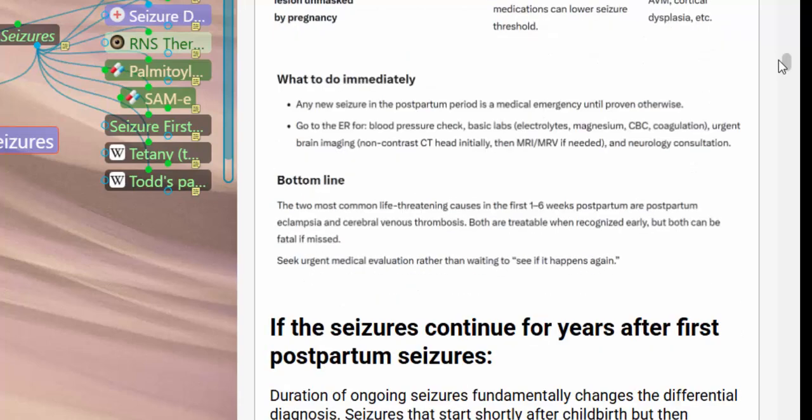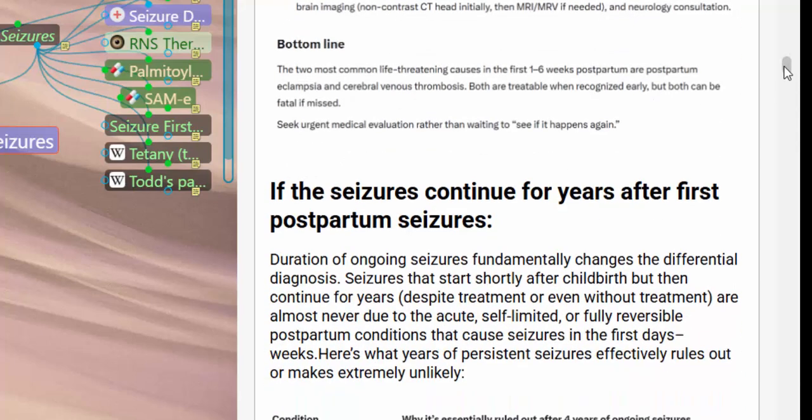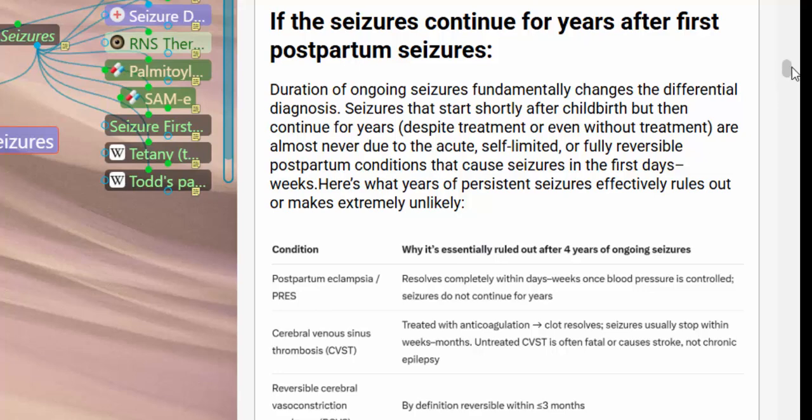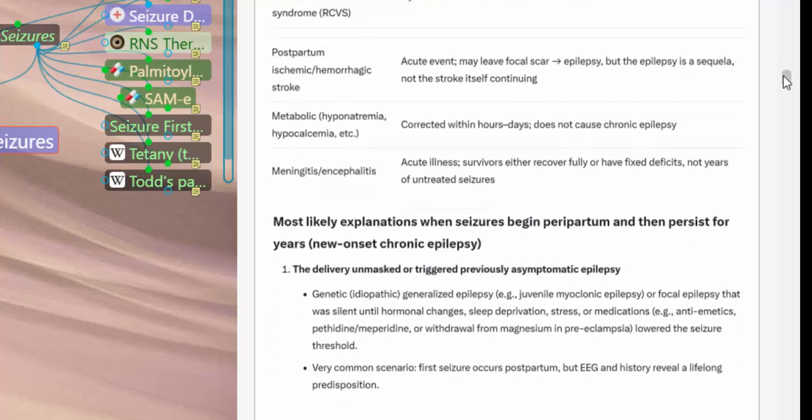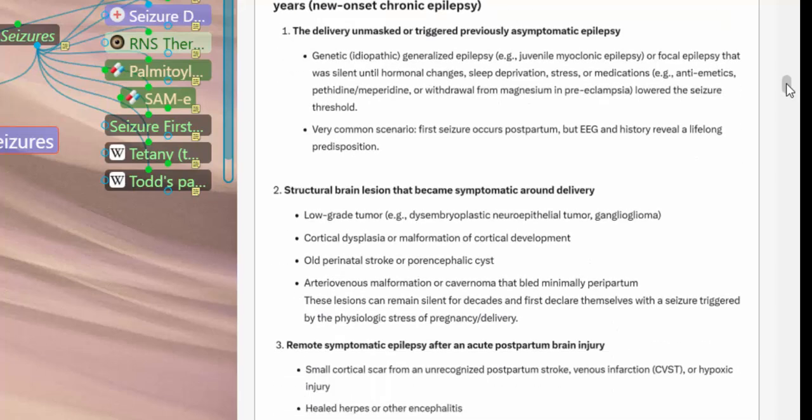Then we've got a section on what to do immediately. But what if the seizures continue for years after? That changes the picture. A number of things are going to be ruled out if those seizures continue. And these are the conditions that would be ruled out. For example, postpartum eclampsia. That can cause seizures for a while, but they don't last. If they continue, the most likely explanation is going to be new onset chronic epilepsy. And here is a little bit about that.